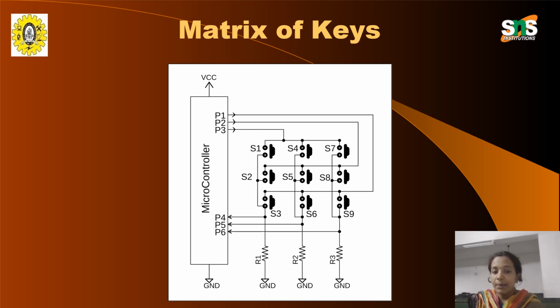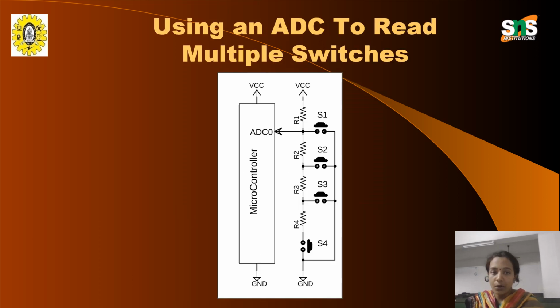Port 1 will be connected with switch number 3. Port 2 is connected with switch number 2. Port 3 is connected with switch number 1. Switches 1, 4 and 7. Port 2 is connected with switches S2, S5 and S8. Port 1 is connected with switches S3, S6 and S9. But ports 4, 5 and 6 are separately connected with S3, S6 and S9. And all the resistors are grounded. So this is nothing but the matrix of keys.